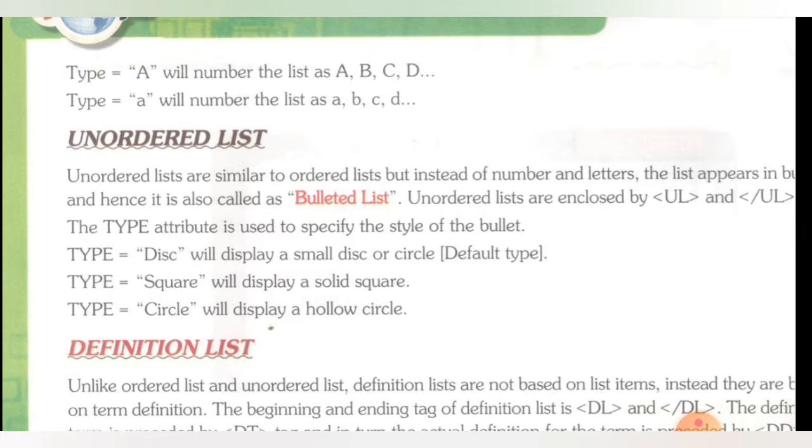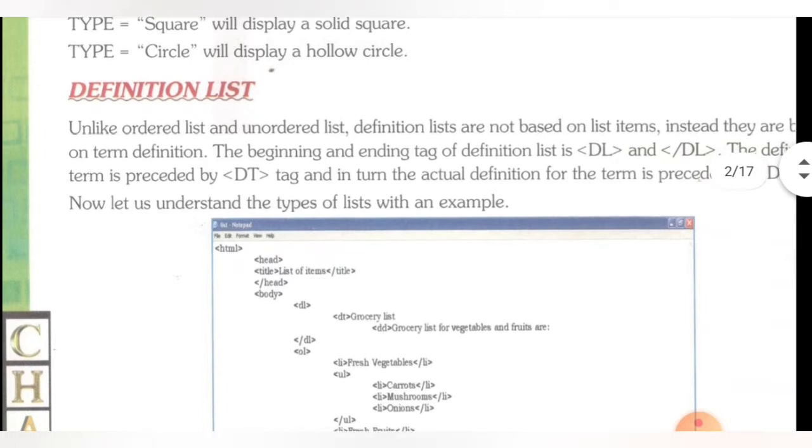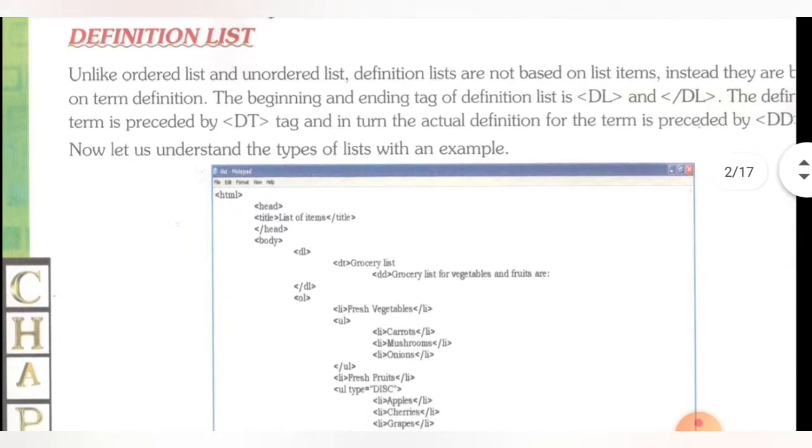And then the definition list, as I already told: if you want to give a definition, you have to specify the term and then give the definition of that particular term.